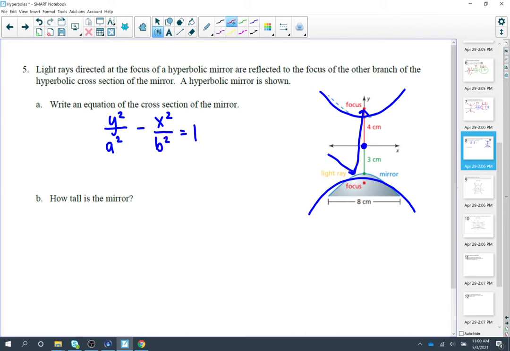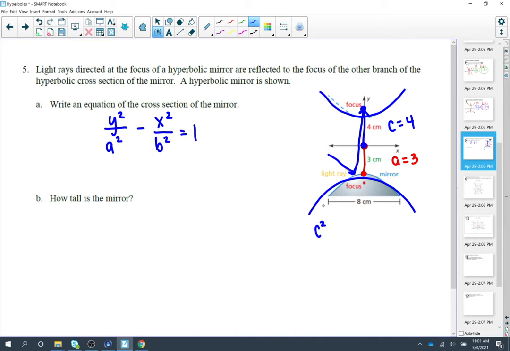If I go on my transverse axis from my vertex to the hyperbola itself, they're telling me that's 3 centimeters. So I know A is 3. And then on the other side, if I go from the vertex into the focus, they're telling me 4. So in order to get to my focus, that's my C value, is 4. That means I still need my B value.